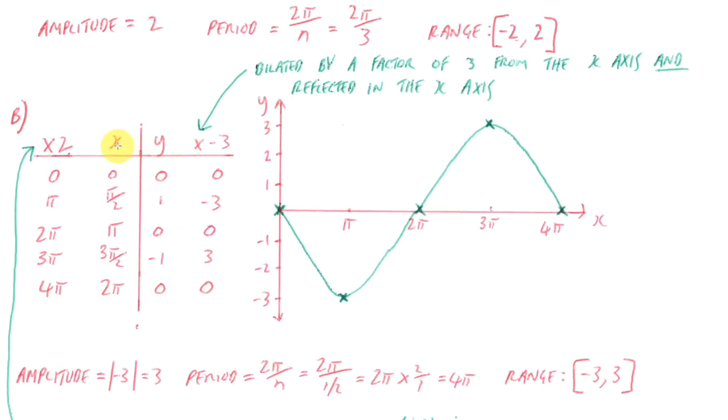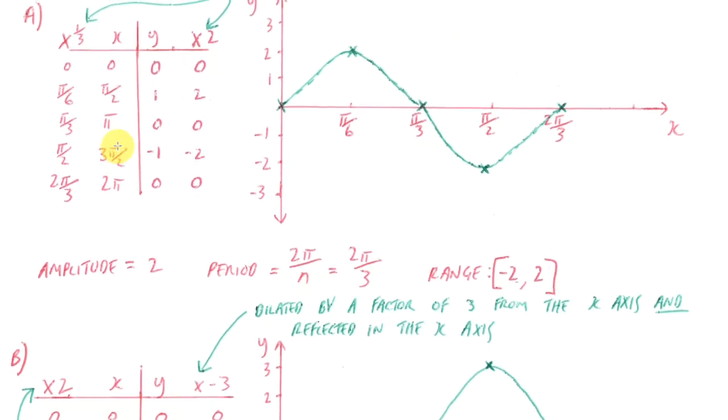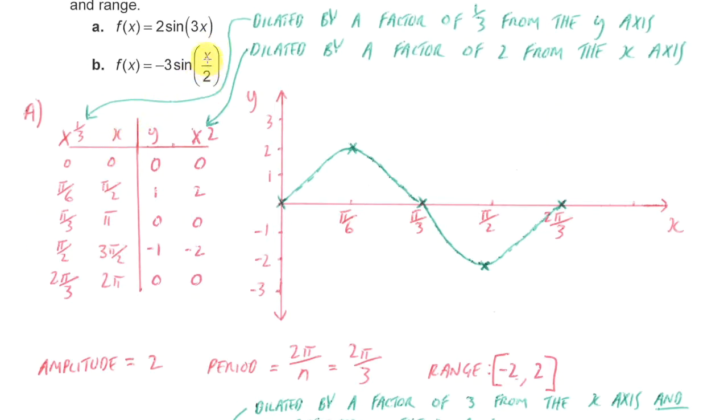The value immediately in front of the x in the function was a half. So x on 2 can be written as a half times x. So the value immediately in front of the x is a half.